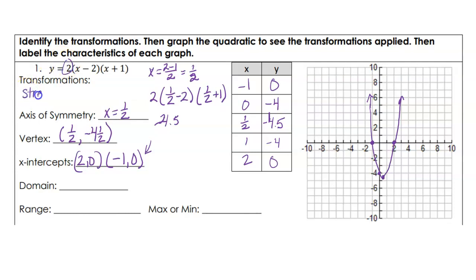So transformations, we know we can tell that this is a stretch because of the A. So stretch. Okay, the domain, same as always, -infinity to infinity. My range goes from lower to higher, so I'm going to start at -4.5 and go on to infinity. This is a minimum because it's a low point. The rest of the information on your notes we don't need right now.